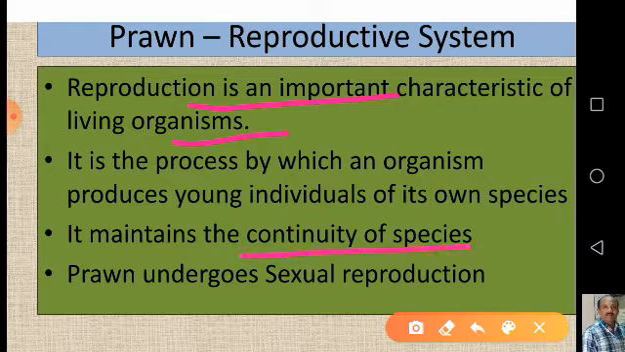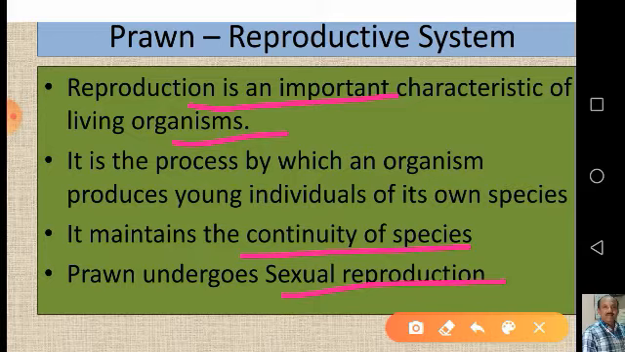Animals generally undergo two types of reproduction: asexual reproduction and sexual reproduction. And the asexual reproduction can be seen only in lower organisms. Sexual reproduction is seen both in lower organisms as well as higher organisms. So the prawn undergoes sexual reproduction only.